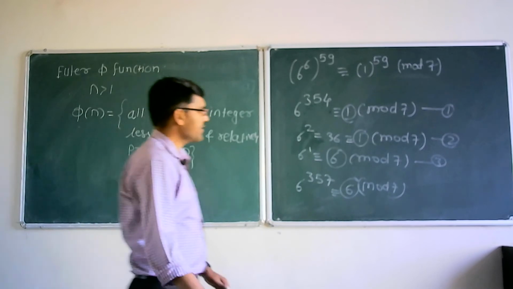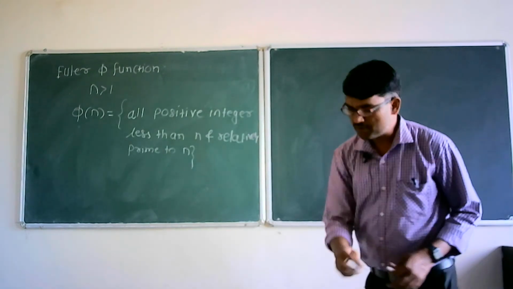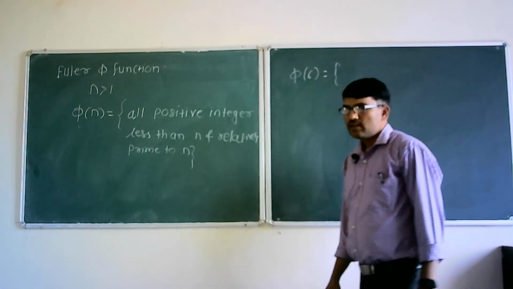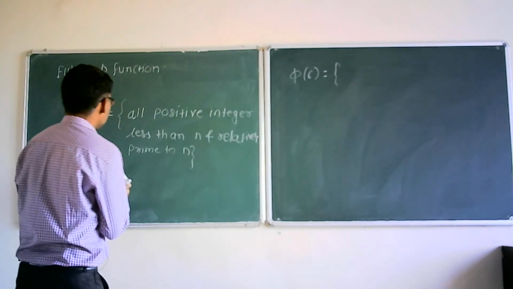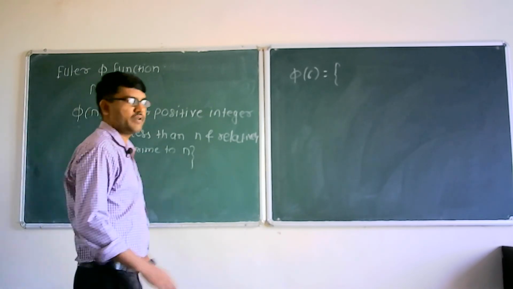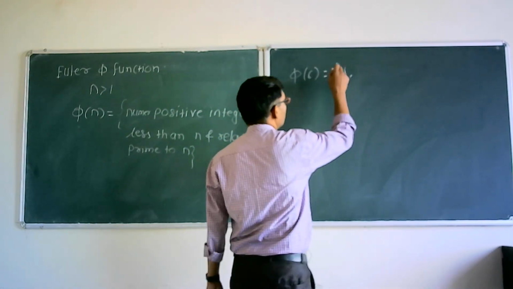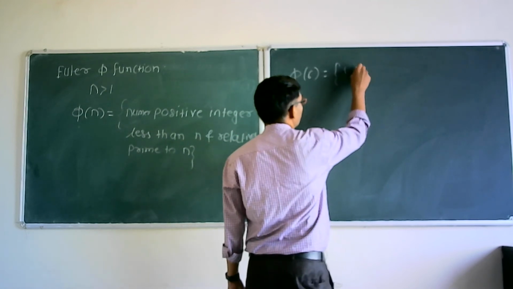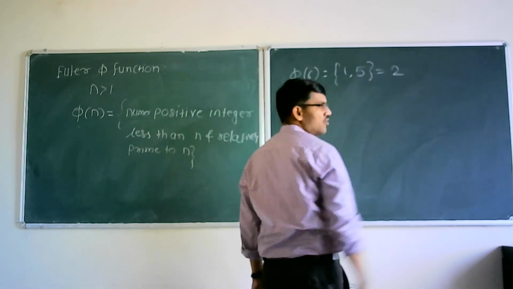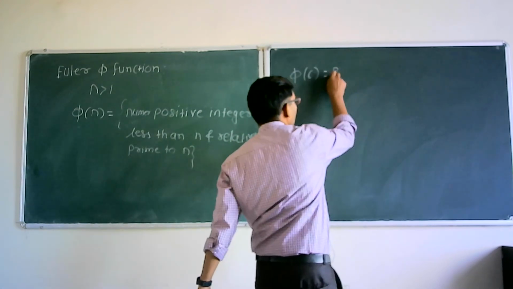For example, if you want to determine phi of 6: how many integers are relatively prime to 6? 1, then 2 not, 3 not, 4 not, 5. Only 2 integers. There is no need to write this 1 and 5; this is just for your information. So phi of 6 is equal to 2.